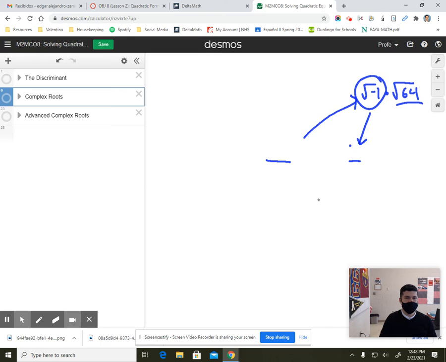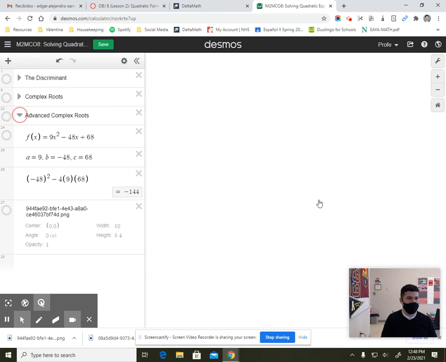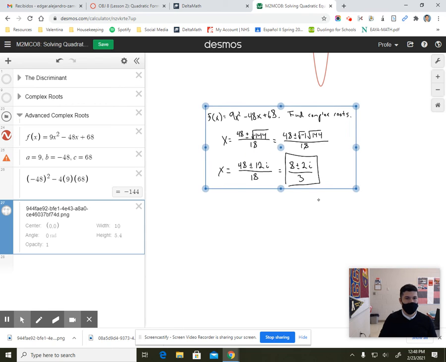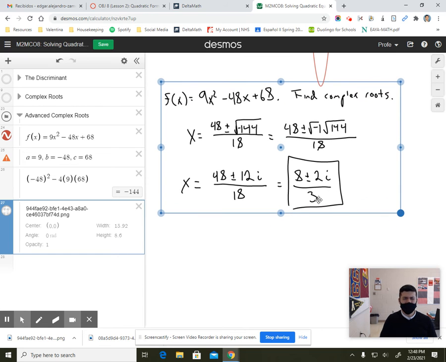All right, so I'm going to turn this off, and let's cut out this annotation. What if we looked at a more advanced example? Okay, so here we go. We've got 9x squared minus 48x plus 68. Again, I'm asked to find the complex roots. In case you haven't noticed, finding the complex roots means solving the quadratic equation, setting it equal to 0, using your a as 9, your b as negative 48, and your c as 68.